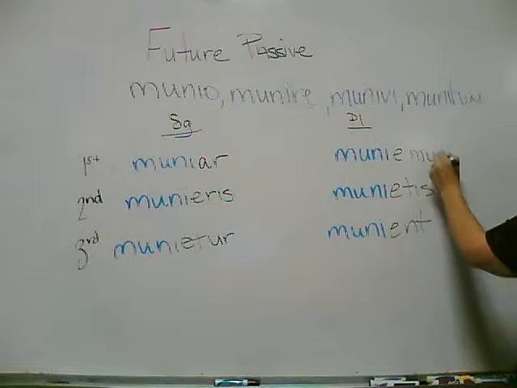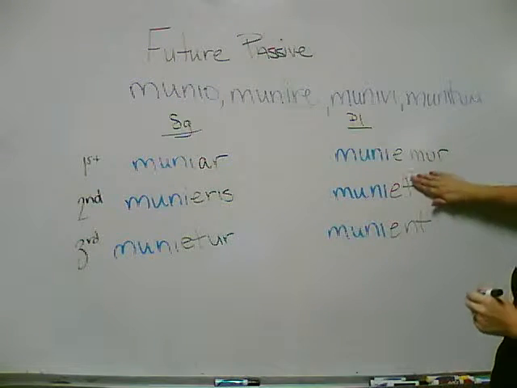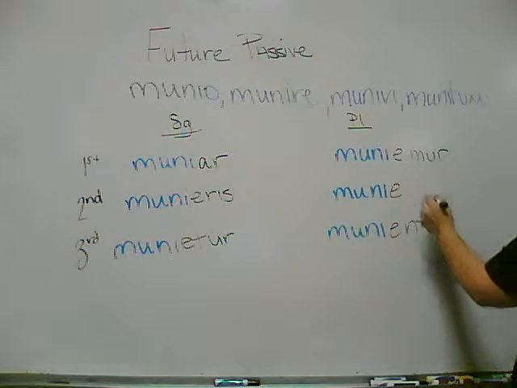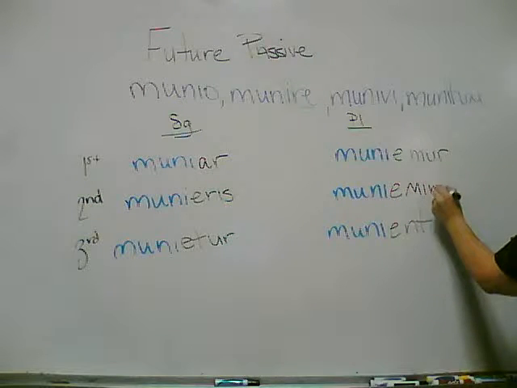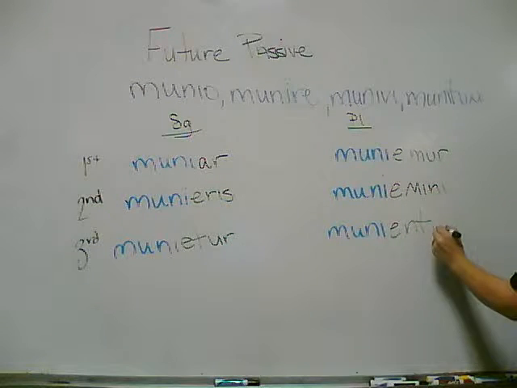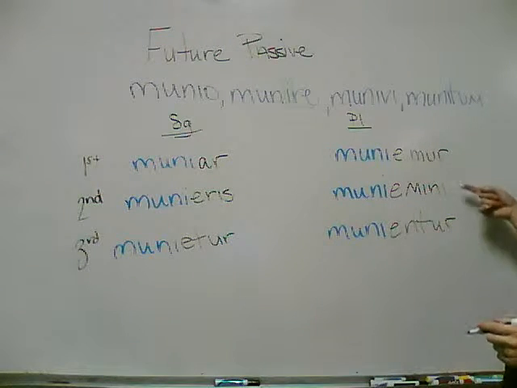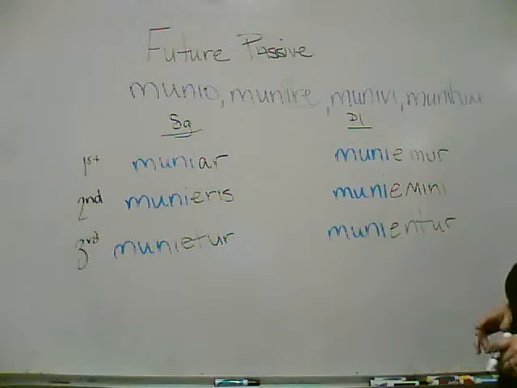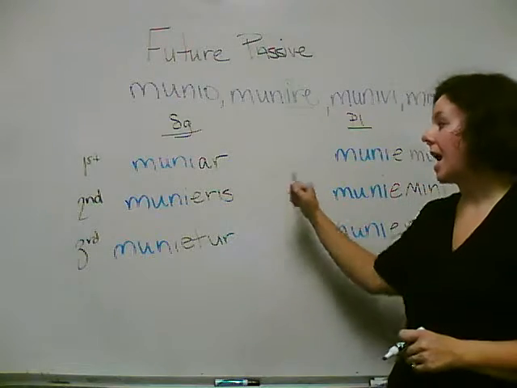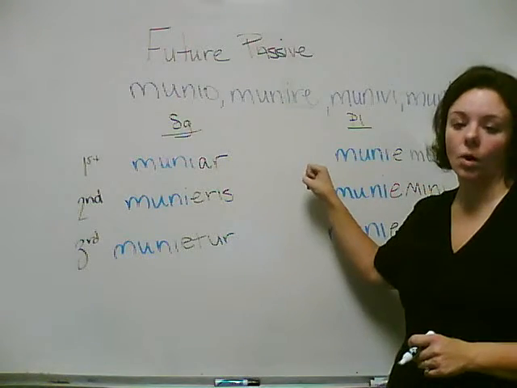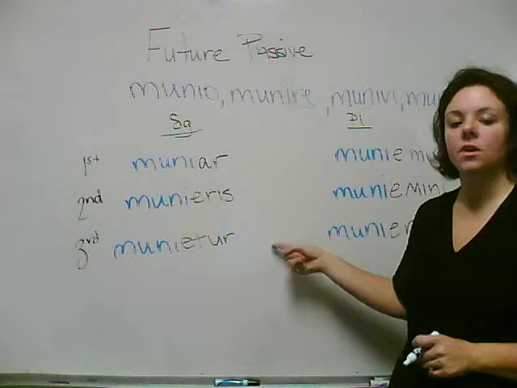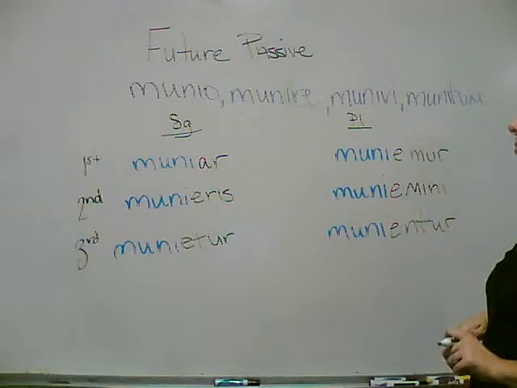For the plurals, we have more. For this one, we have to get rid of all of it and put a mini. And then we can keep the NT and add tur. So we have munietur, munie-mur, munie-mini, munientur. And then when we do the translation, it's I will be warned, you will be warned, he, she, or it will be warned, and then the plural.